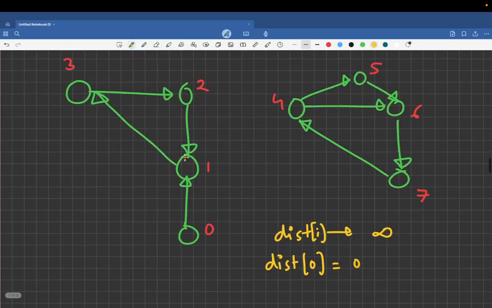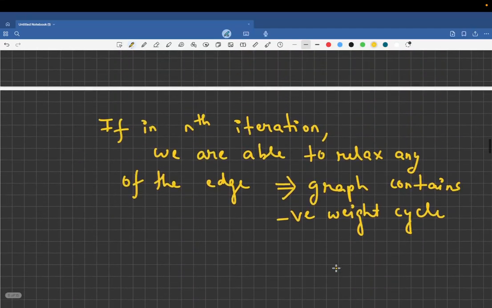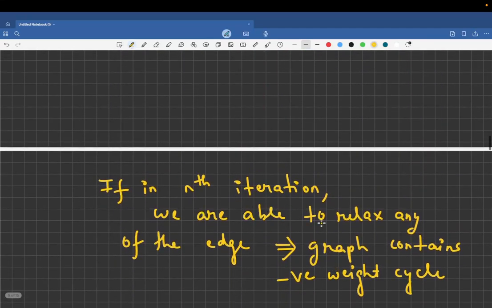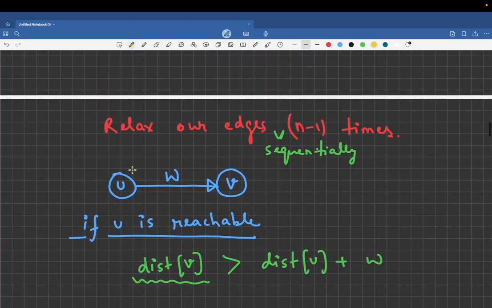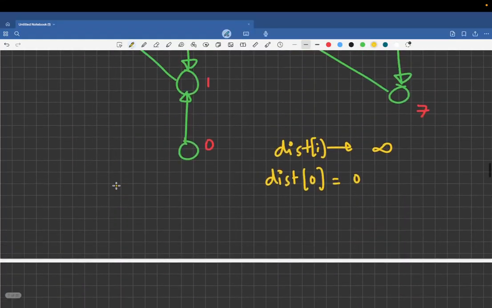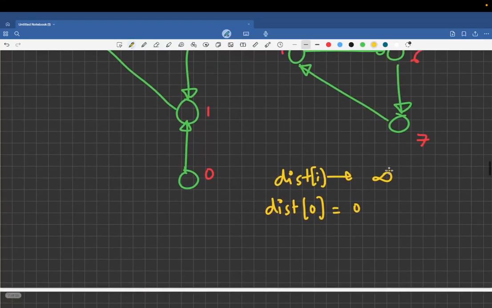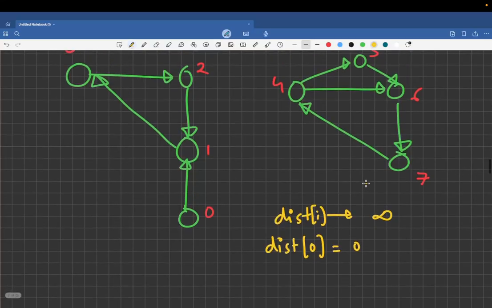So just tell me one thing. If I'm marking distance of 0 as 0, and if you just remember, we were relaxing our edge only from U to V only when U was reachable. Now, how will you understand whether U is reachable or not? U will be reachable if its distance value is not infinite. If its value in the distance vector is not infinite, this implies that node U is reachable.